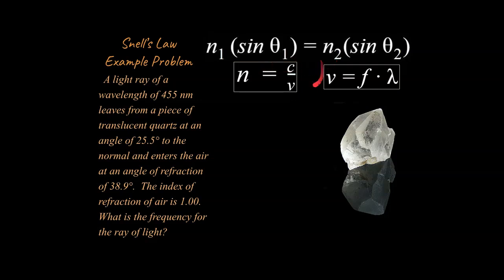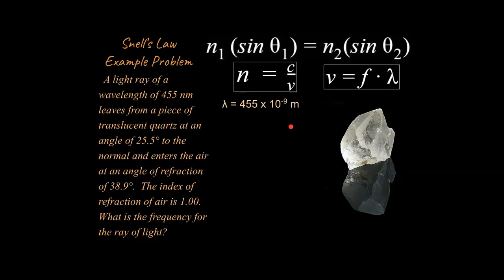So we have three different equations here we're going to use. Let's go ahead and start translating this word problem into physics or math-based ideas that we know. So let's start writing down what we know. Well, we know the wavelength is 455 nanometers, and that means times 10 to the negative 9 meters.